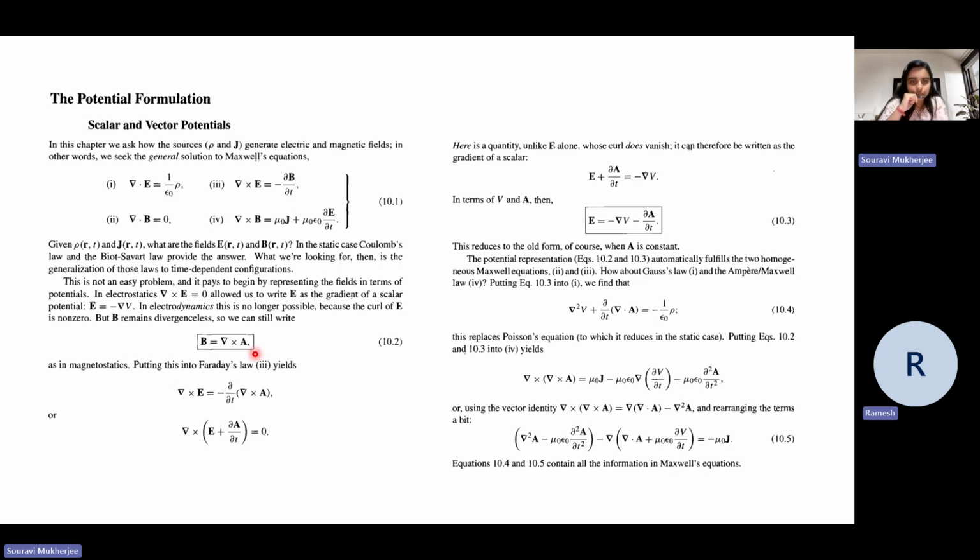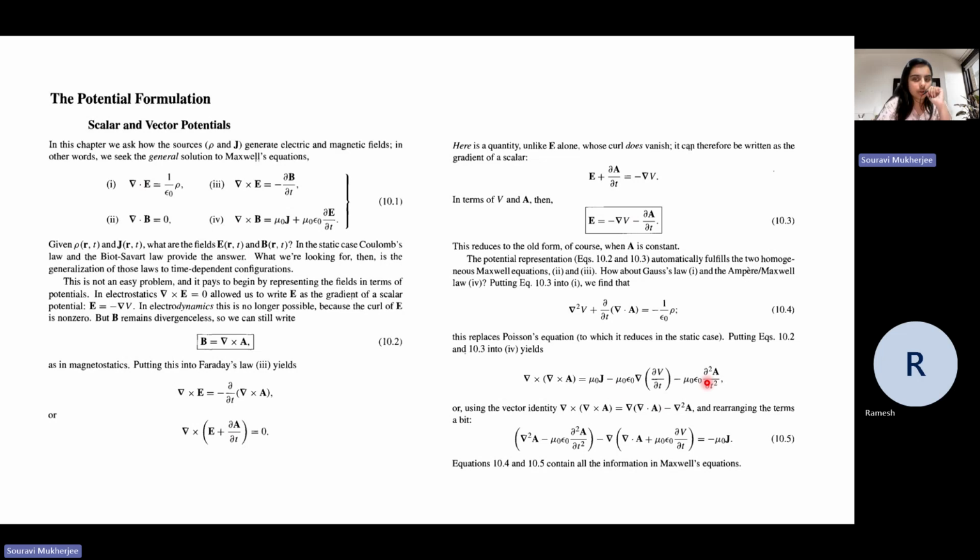Now, if you put these expressions in the Maxwell's equations, you would get the Maxwell's equations in terms of the scalar and vector potentials, right? So how will that look? If you put equation 10.3 into the first Maxwell's equation, you would get something like this. So this is one of the relations. If you again put the expressions of electric and magnetic fields in the fourth Maxwell's equation, you would get something like this.